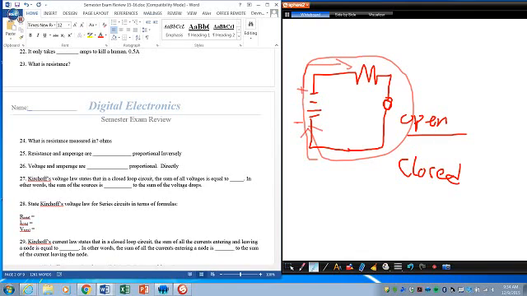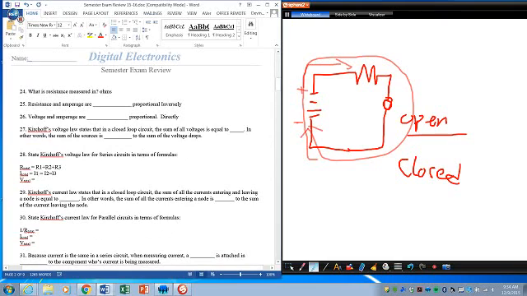Okay, number 30. Kirchhoff's voltage law basically is the following: R1 plus R2 plus R3 equals R total for a series circuit. I total is I. In a series circuit, the current is the same for every resistor. There's an example later on, and we'll go over that. And voltage is V1 plus V2 plus V3. Okay?